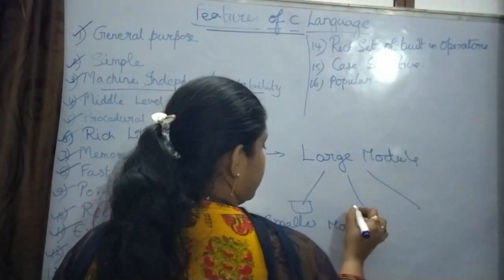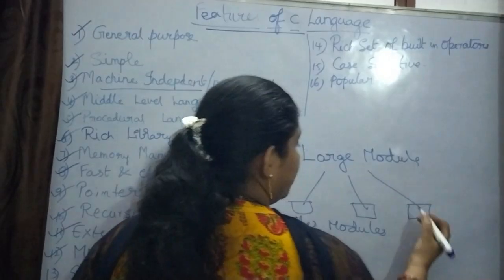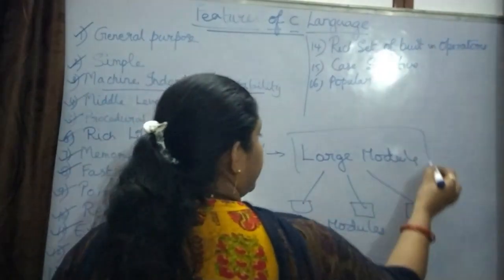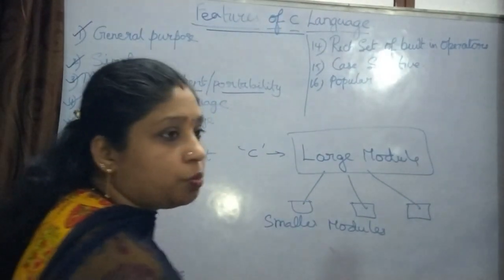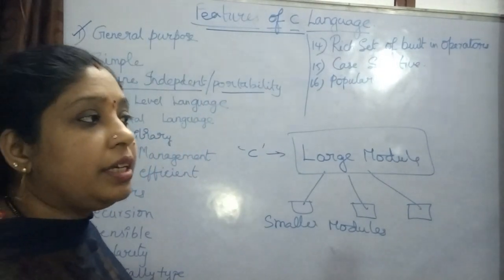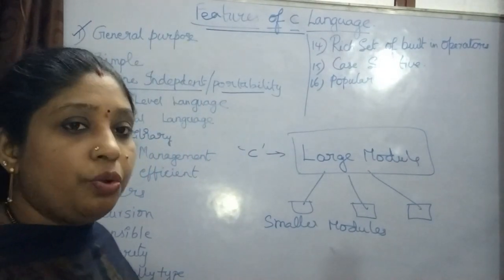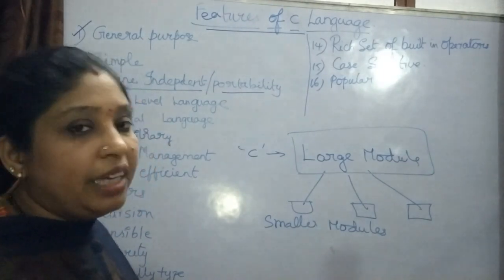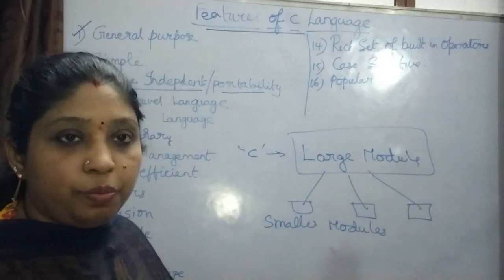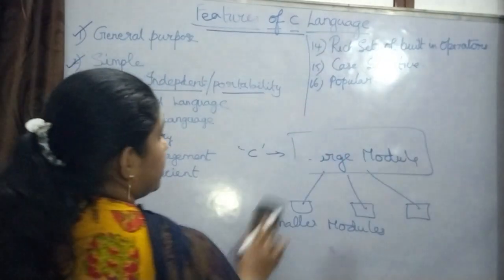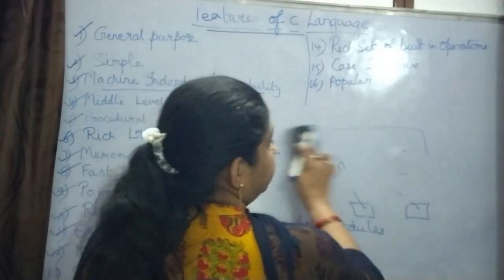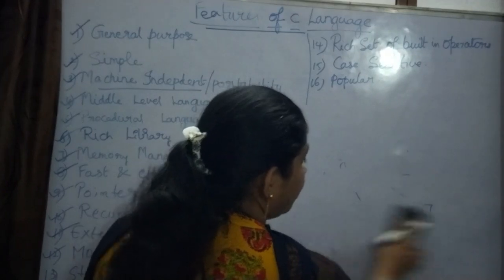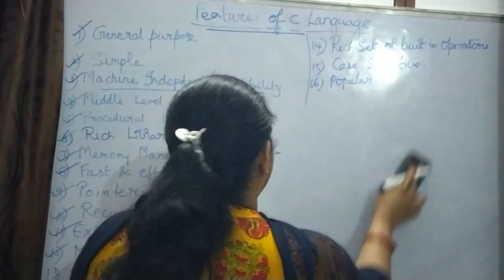Smaller modules like this. Okay. Now a large module can be divided into smaller modules, and it has the capacity to divide the module as well as combine the smaller modules and give the output. Okay, this is called modularity. This is one of the features of the C program.